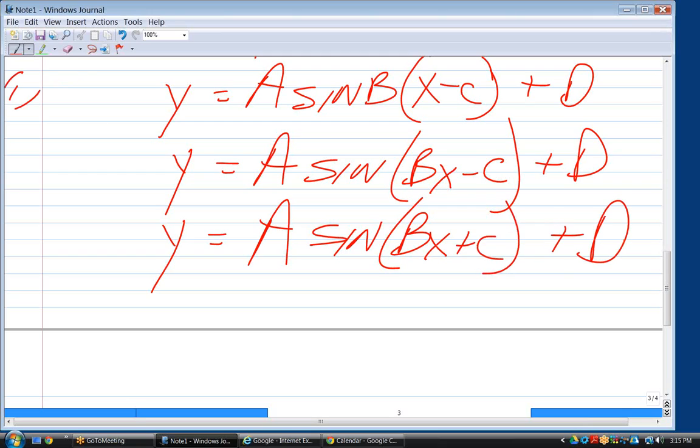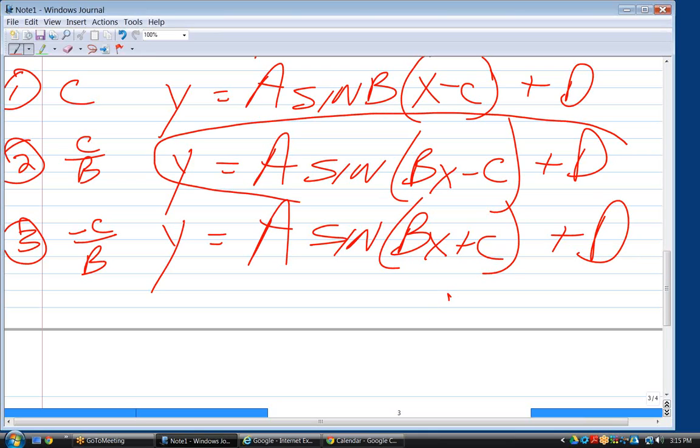In number 1, C is the phase shift. In number 2, C over B is the phase shift. And in number 3, minus C over B is the phase shift. And the format you gave me was this format right here. The B was inside the parentheses, so the phase shift is C divided by B.